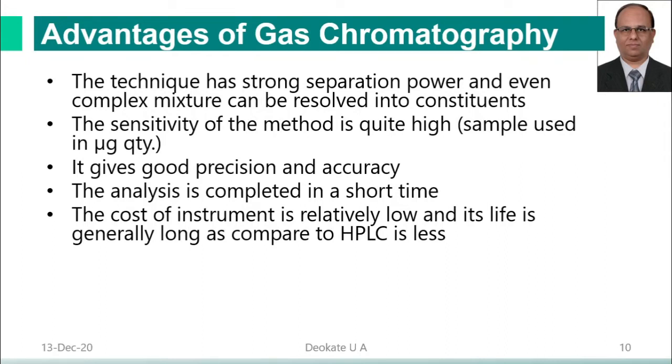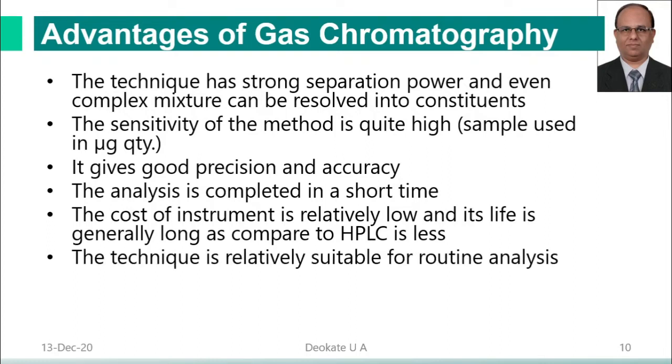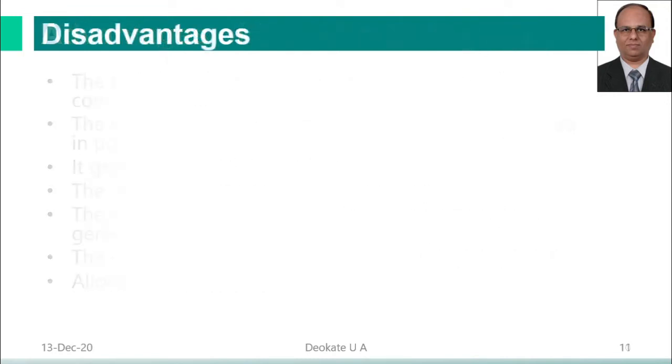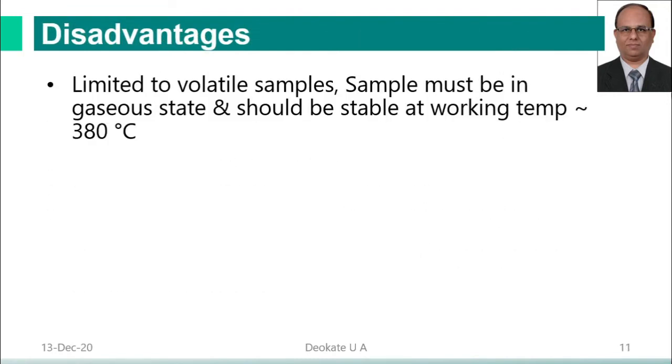The cost of the instrument is relatively low, and its life is generally longer as compared to HPLC. The technique is relatively suitable for routine analysis. It allows online coupling with the mass spectrophotometer, so the GCMS technique can be used for isolation and identification of substances. But it has various severe disadvantages.